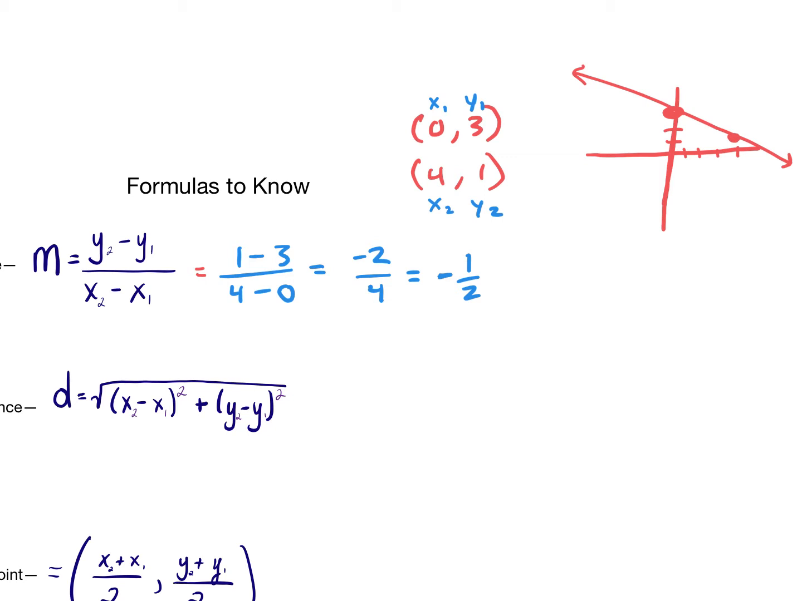So is the line increasing, decreasing? What do you think? Decreasing. Not only can I see that it's going down when going from left to right, it's decreasing, but also my slope is negative. So whenever your slope is negative, your line's going to be decreasing. If I had a line going up like this, this would be an increasing slope.